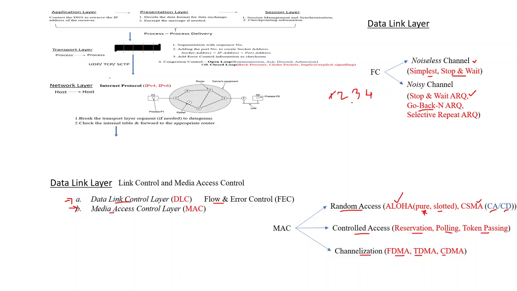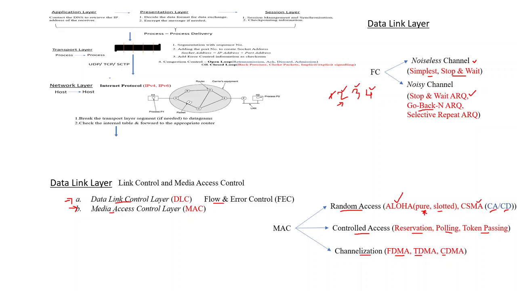Now for some reason it finds that the timer it had set for message number 2, or the frame number 2, has expired. So it will know that there is a problem in the network, so it will resend not just 2 but 2, 3, 4.